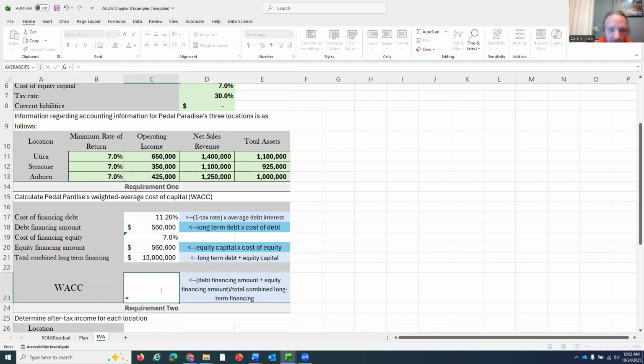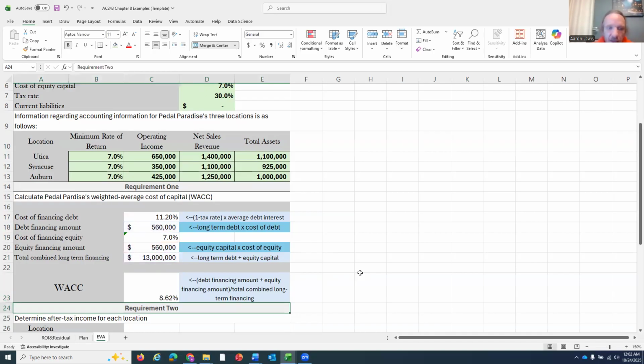We are paying $560,000 a year for our debt and $560,000 a year for our equity. So it's $1,120,000 per year to service the $13 million worth of capital that we have to work with. So our weighted average cost of capital is 8.62%.